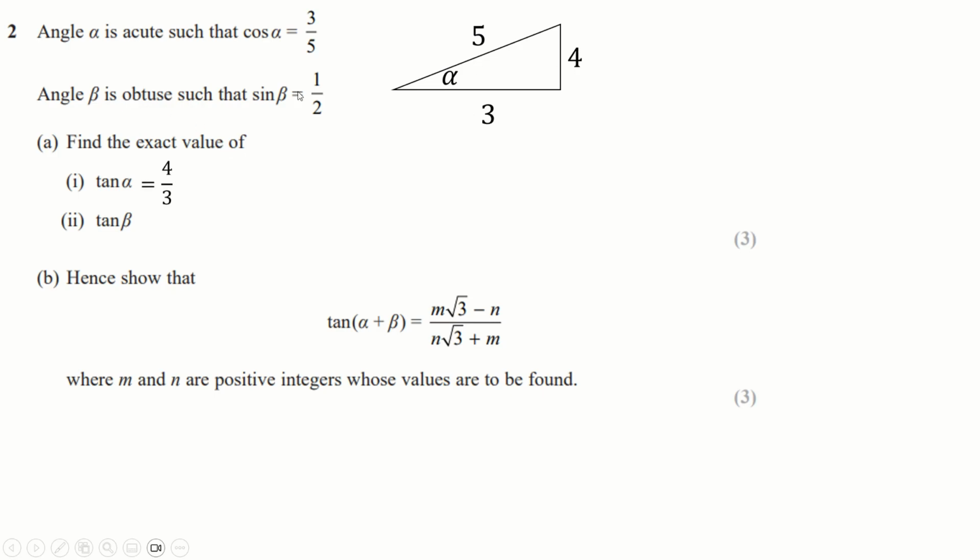Now, that doesn't really work here because angle beta is obtuse, which means you can't just draw a right angle triangle like this because you can't put an obtuse angle in a right angle triangle. But I'm going to do it anyway. So this is sine beta is 1 over 2, opposite over hypotenuse. Get your sides right, come on. And then 2 squared minus 1 squared is going to be root 3 here by Pythagoras, which means tan beta is 1 over root 3.